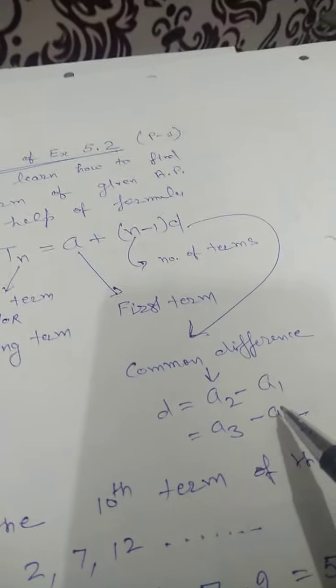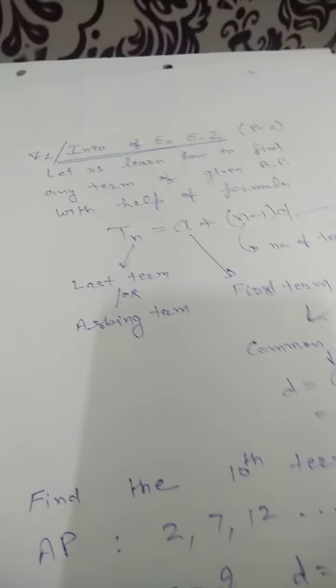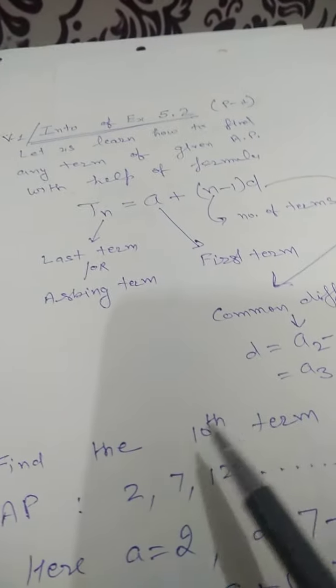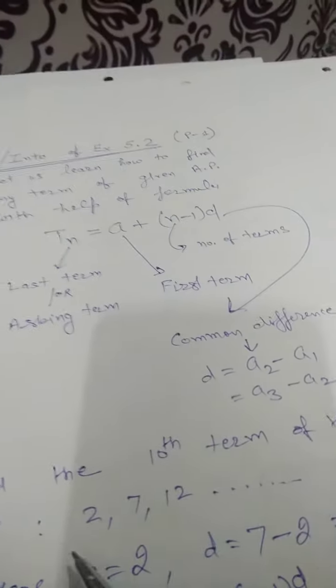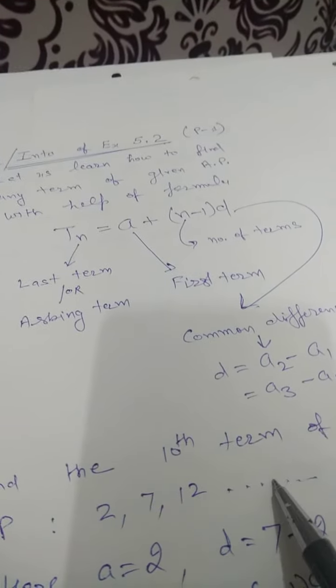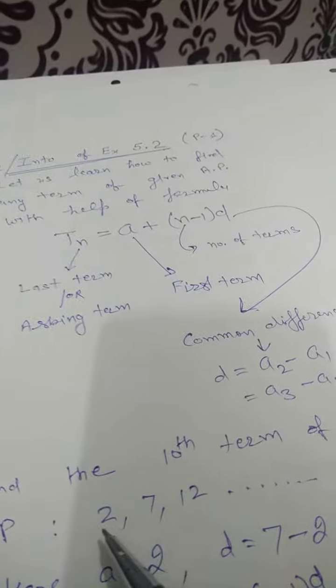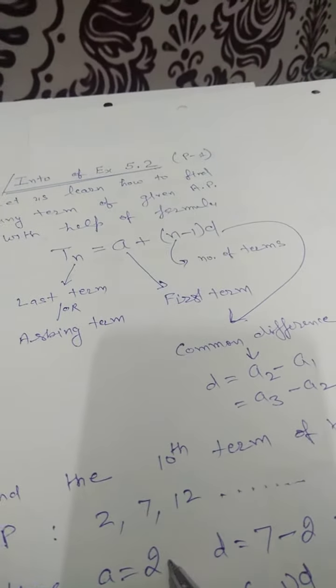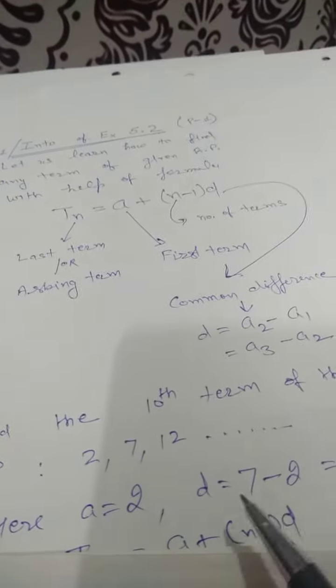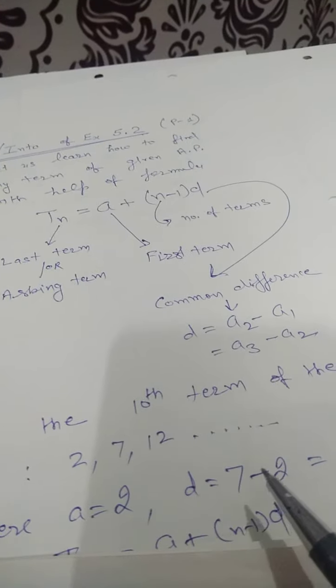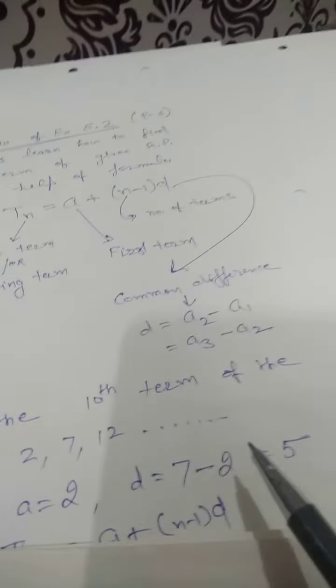Now let us take an example. The statement is: find the 10th term of the given AP 2, 7, 12 and so on. Here the first term a is 2, and d is the second term minus the first term: 7 minus 2 is equal to 5.